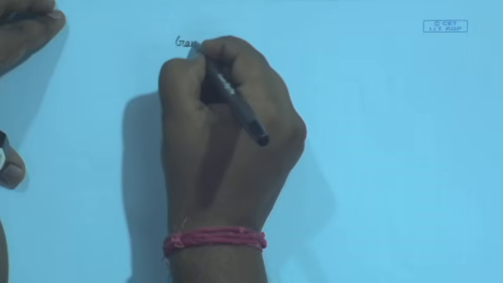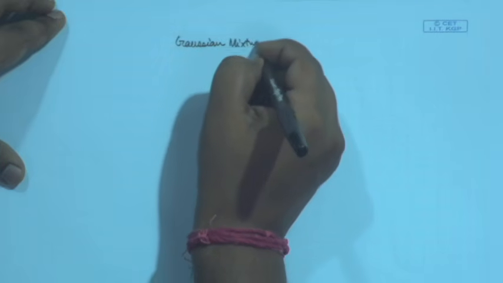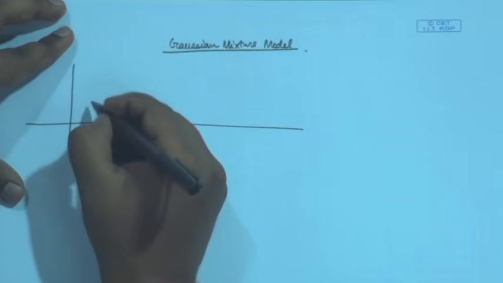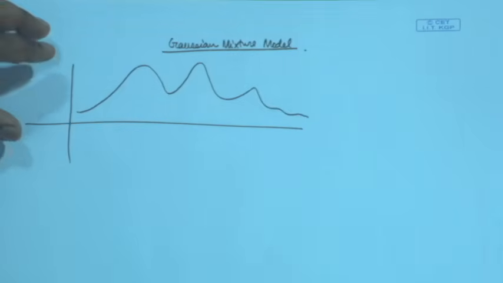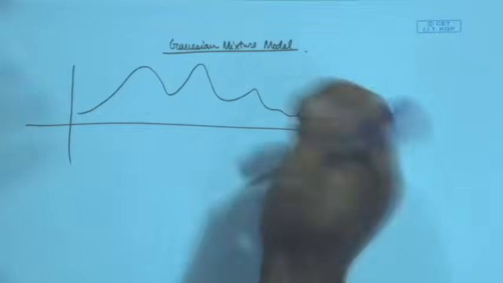Let me quickly tell you about Gaussian mixture models. Pretty straightforward, madam has already taught it in great detail. A Gaussian mixture model is nothing but a way of approximating probability density functions. Let me give you a quick intuition. Say we have a probability density function which looks something this way, and we have to approximate this.